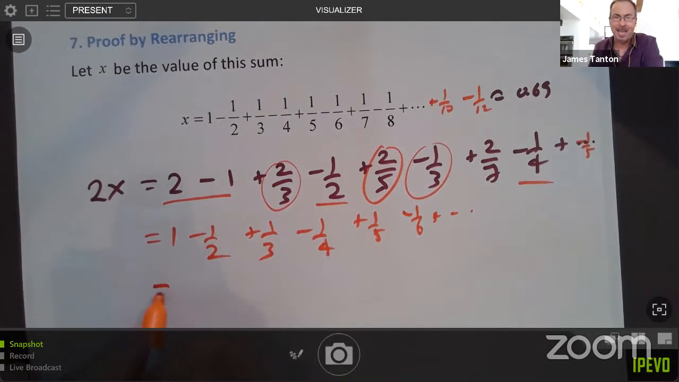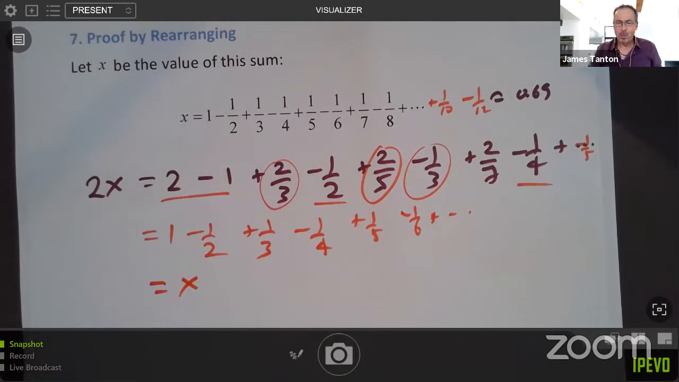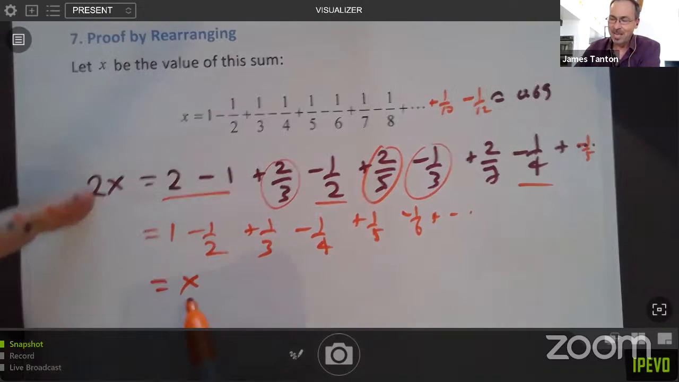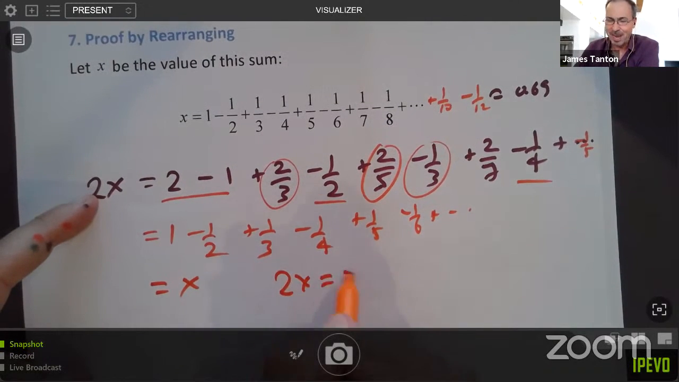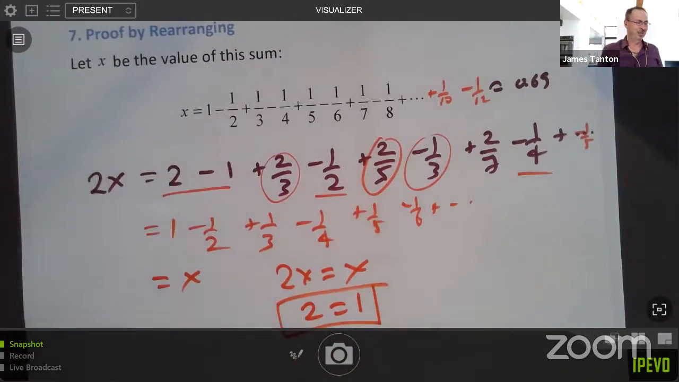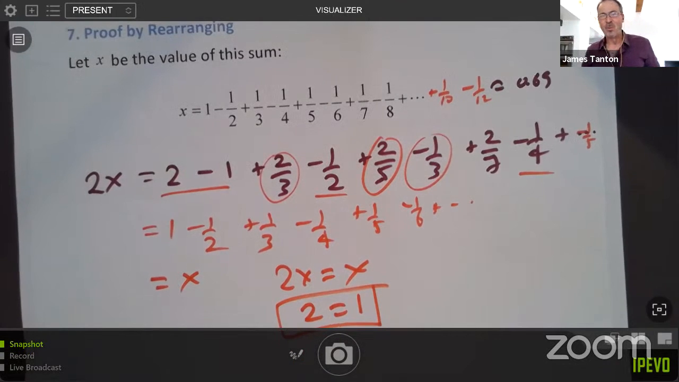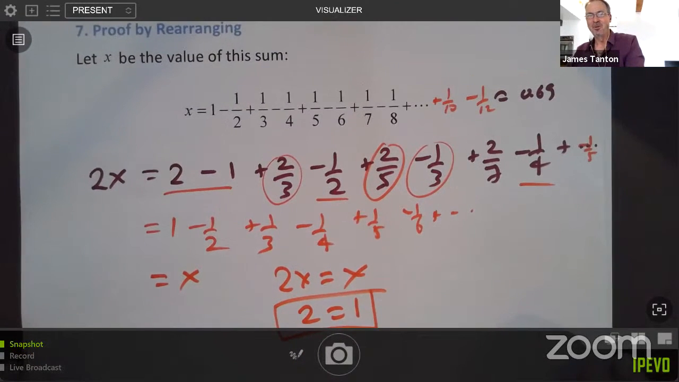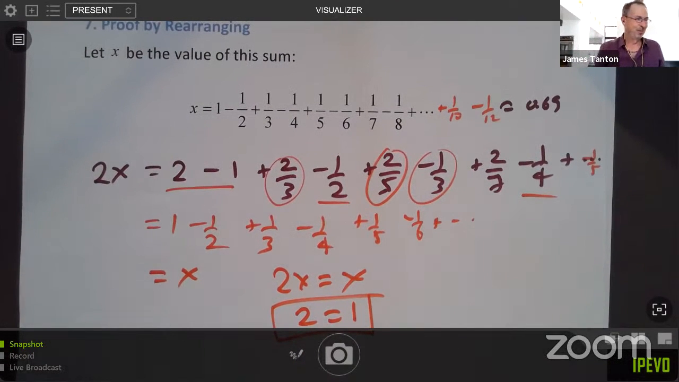This is back to being x again. X is about 0.69. Divide both sides by x. 2x equals x. Divide both sides by x. It's not divided by 0. And I get 2 equals 1. And life is good. Whoa. Whoa. This infinite stuff. What's going on now?